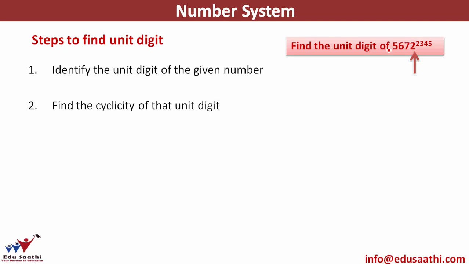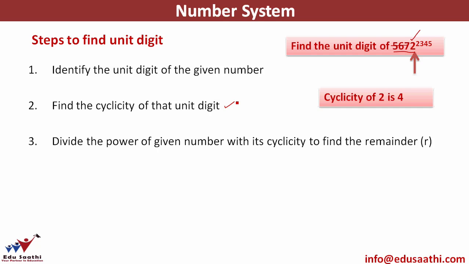The question is, find the unit digit of the number 5672 raised to power 2345. I will first identify the unit digit. What is the unit digit that I have? I will not look at the rest of the number. I will identify 2. Then step 2, I will look at the cyclicity of this unit digit. So the cyclicity of 2 is 4. That is what I need to remember from the cyclicity table.